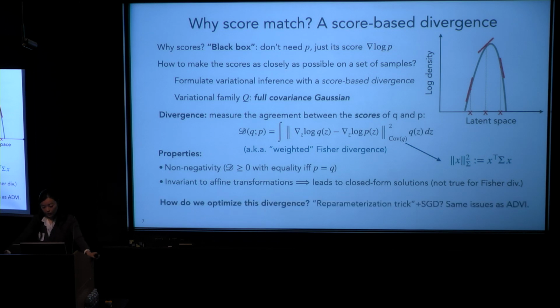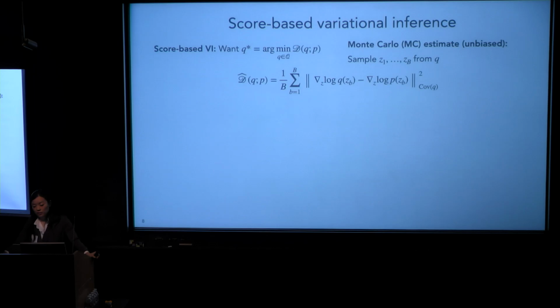So, how do we optimize this divergence? For those of you that have heard of the reparameterization trick, this would indeed apply here as we're working with Gaussians. And we could go ahead and use SGD to optimize it. However, you're going to end up with the same sort of issues that you encounter with ADVI here. And so we're going to take a different approach. So instead, what we're going to do is the following.